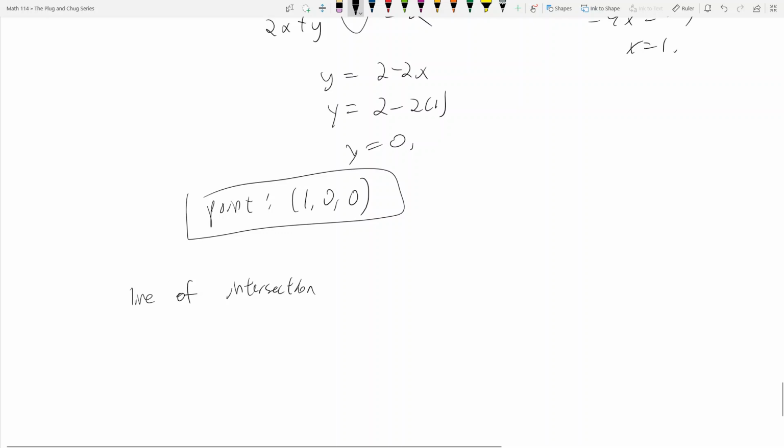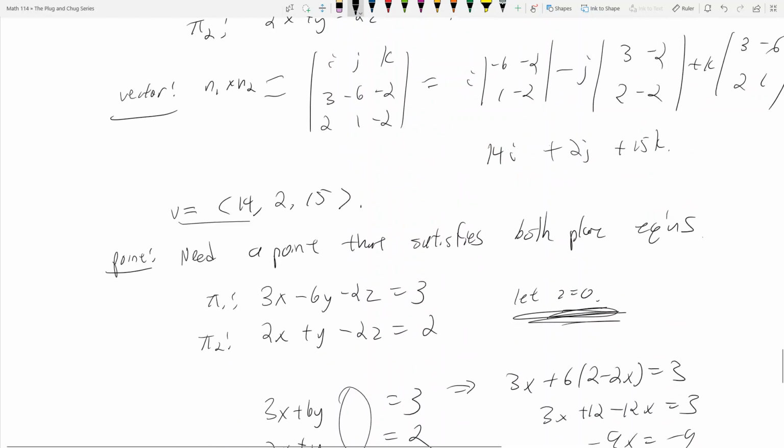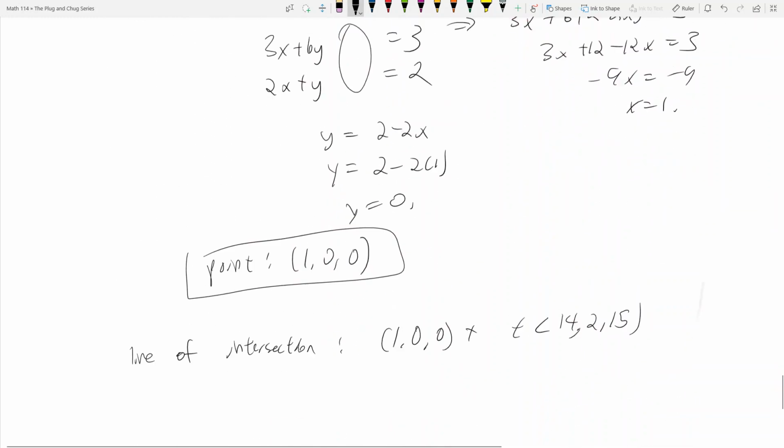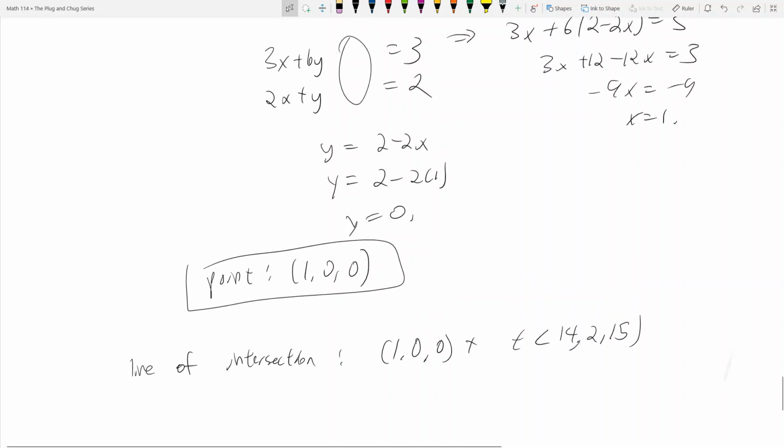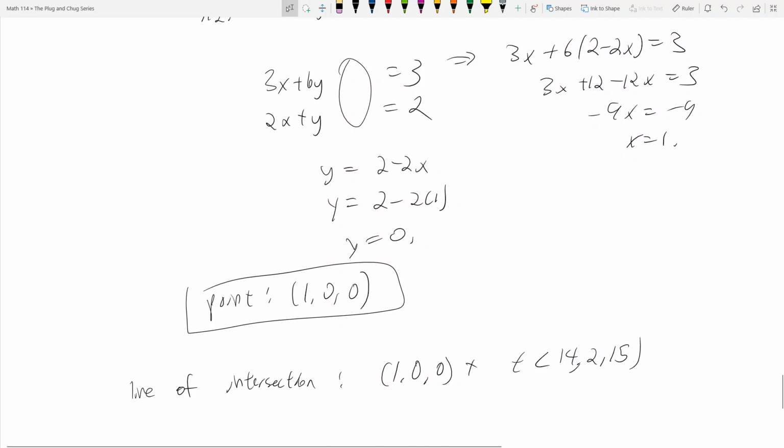So finally, the line of intersection is going to be the point 1, 0, 0 plus t times the vector 14, 2, 15, which is what we got from above. Okay, so that's how you find intersecting points and lines, and intersecting planes, which is definitely the hardest out of all of them. As you can see, lots of places where it can go wrong. I'm glad I caught my mistake in this video so I didn't have to redo it. All right, so that's that.